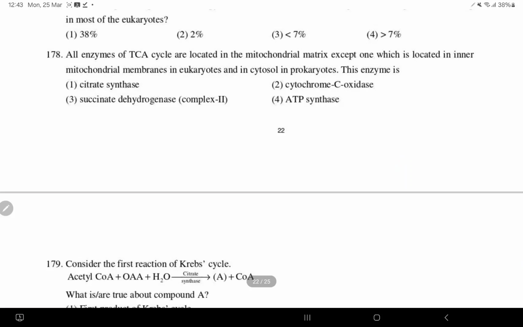All enzymes of TCA cycle are located in the mitochondrial matrix except one, which is located in the inner mitochondrial membrane in eukaryotes and in cytosol in prokaryotes. What is this enzyme? Succinate dehydrogenase, complex 2.